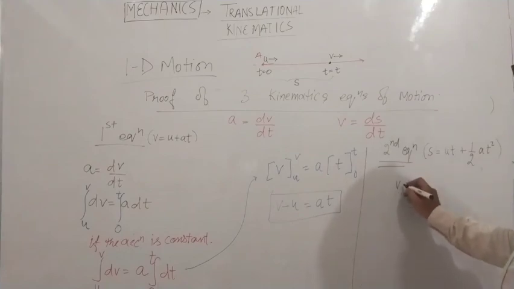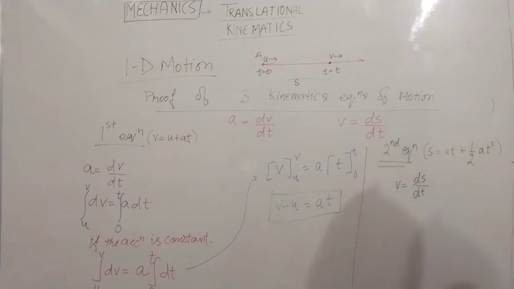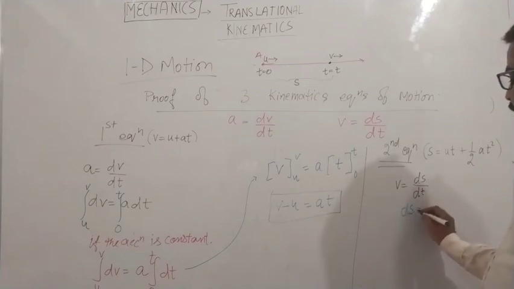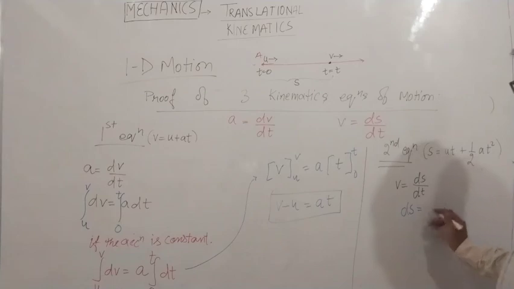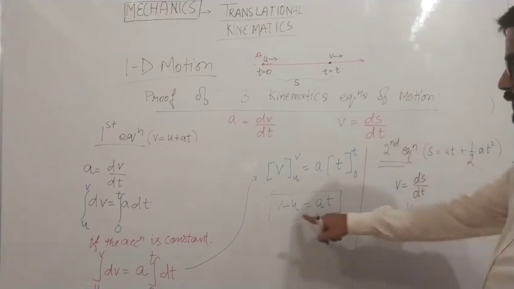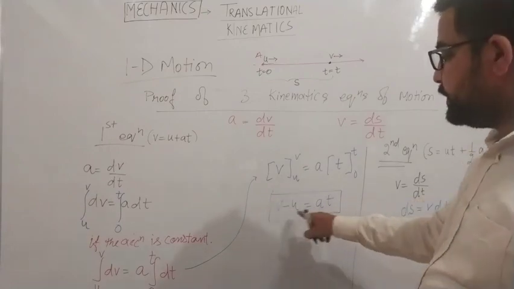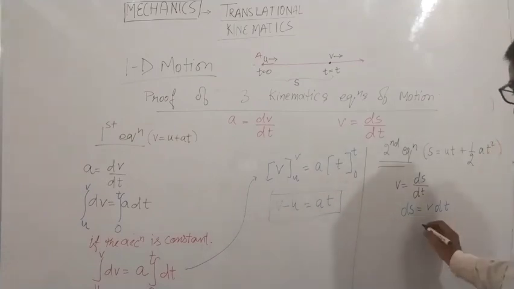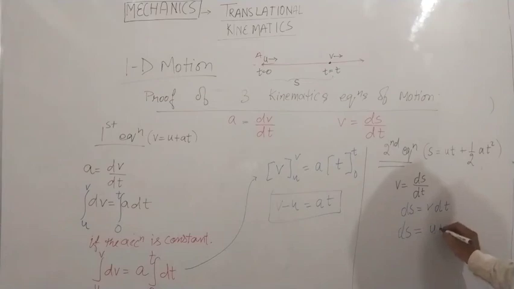So we have V is equal to ds upon dt. We will use this equation here, right? So now see, we can write ds is equal to v dt. Put the value of v from here, that is v is equal to u plus at. So ds is equal to u plus at into dt.